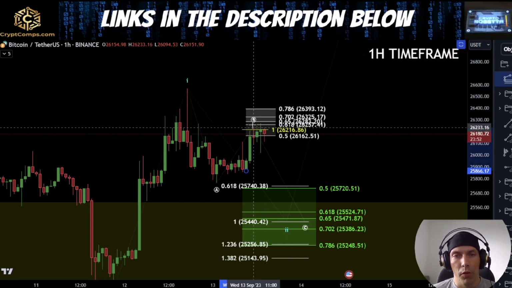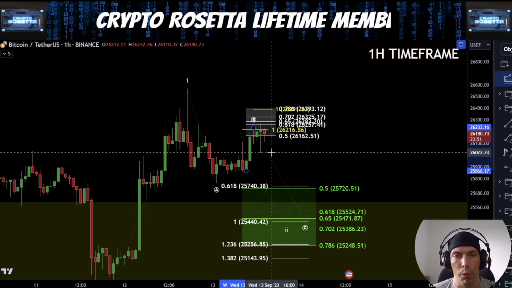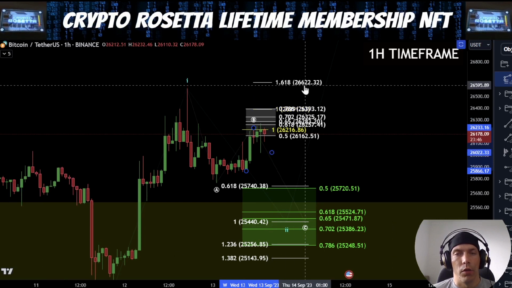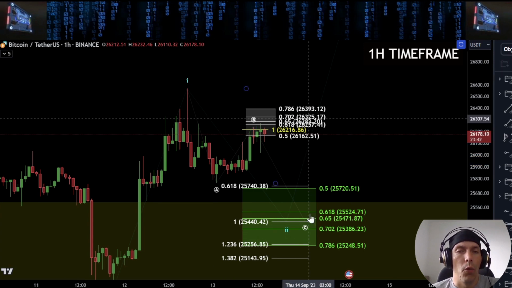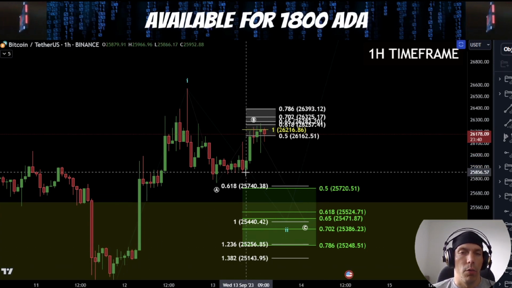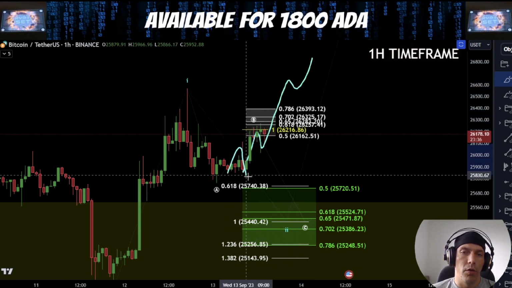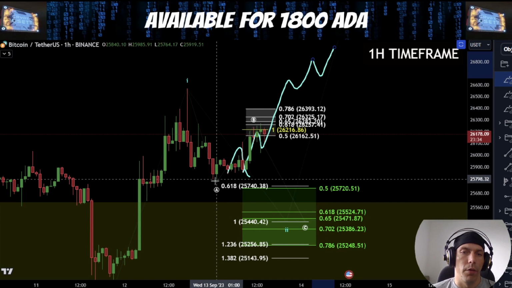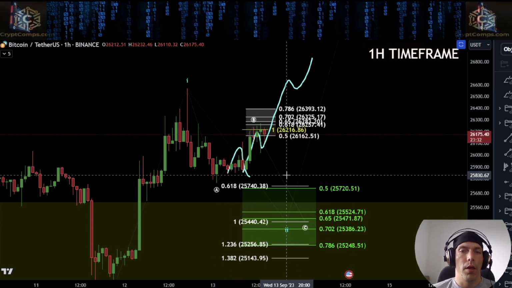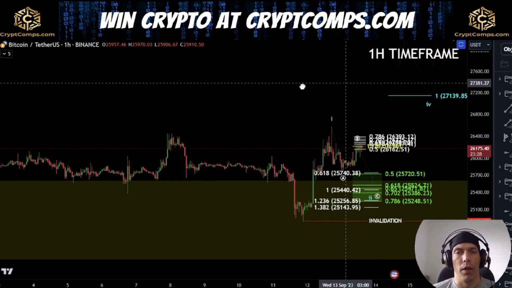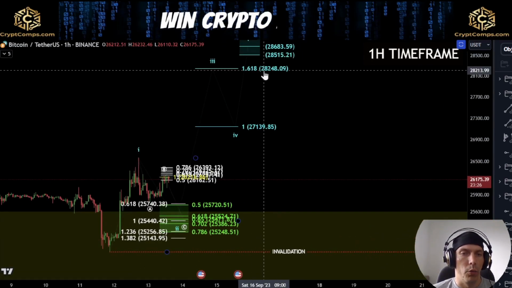But for confirmation of that, we need to actually see a push up towards this higher level here of this 26,622 for an idea of that continuation, where this is actually becoming 1, 2, 3, 4, 5. Then we'd potentially have another 1, 2, 3, 4, 5 here, and another 1, 2 here. Now the key thing is that within this idea here, we need to see the higher 1.618 level get hit.